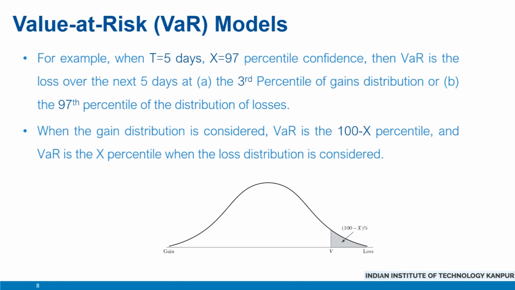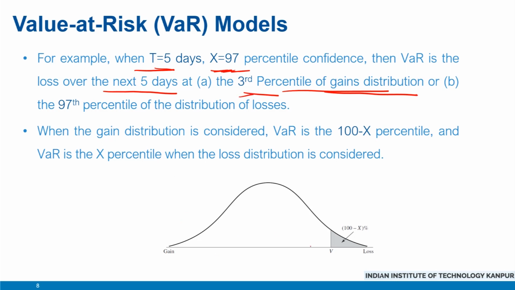Let's put some values here. For example, when T equals a 5-day horizon, when we are looking at possible losses over a 5-day horizon and a confidence level of 97%, that means you want to be 97% confident, then the VaR measure, value at risk measure, is the loss over the next 5 days. On a gains distribution, it is the third percentile value.